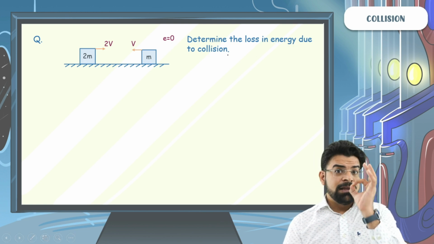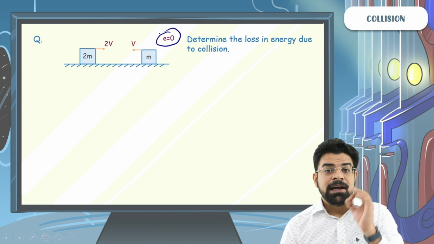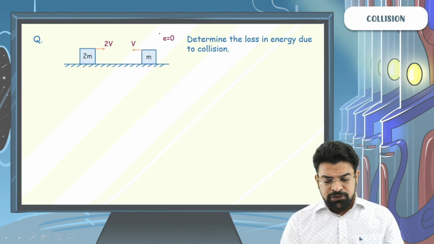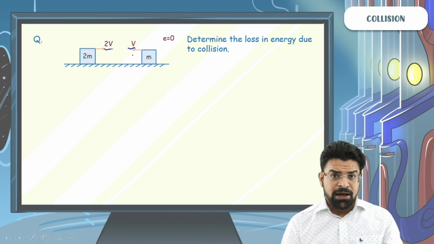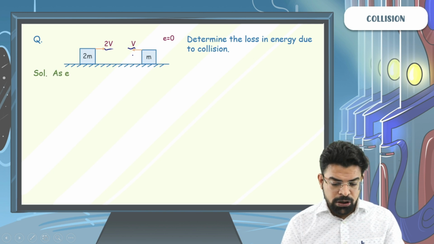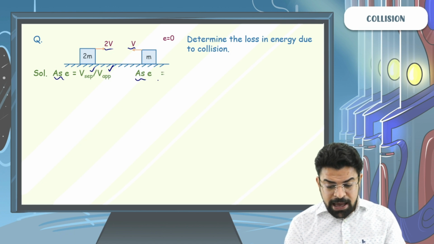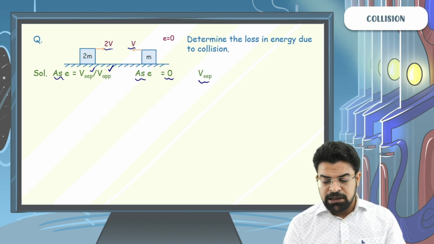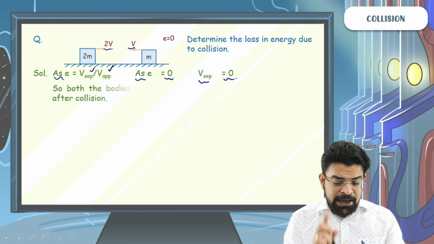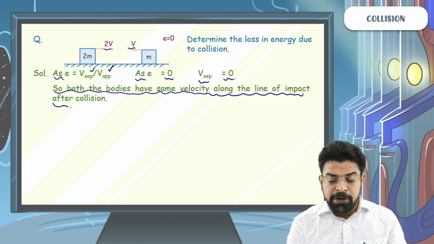We have learned that in the case of perfectly inelastic collision, where E is 0, we get maximum energy loss during the collision. So if they collide perfectly inelastically, they will have a common velocity after the collision because the velocity of separation will be 0. As E equals velocity of separation upon velocity of approach, and E is 0, we can say that the velocity of separation is 0. So both the bodies have the same velocity along the line of impact after the collision.